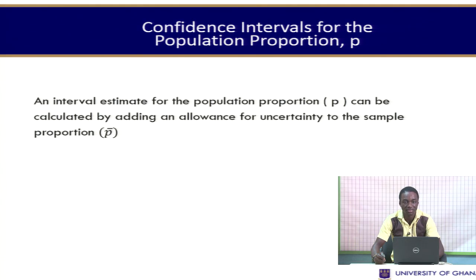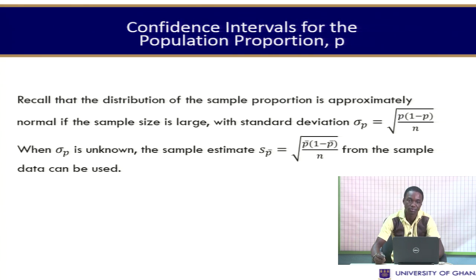Let's go on to estimating confidence interval for a proportion. Just as we did for the mean, an estimate for the population proportion can also be calculated by adding an allowance for uncertainty to the sample proportion. We recall that the sample proportion is also approximately normal if the sample size is large and it has a standard deviation of sigma equal to the square root of p times 1 minus p over n. And if the population standard deviation is unknown, we are going to use the sample estimate, which is the square root of p bar times 1 minus p bar over n.